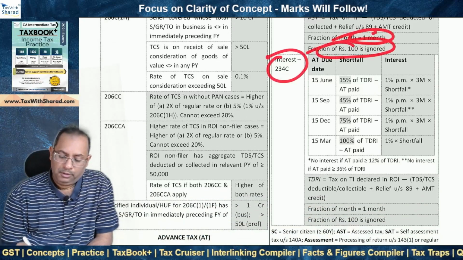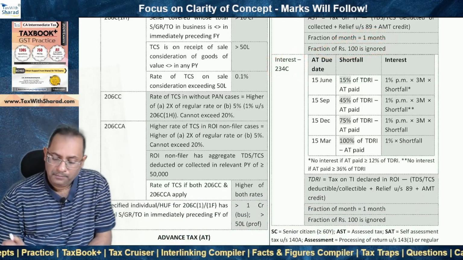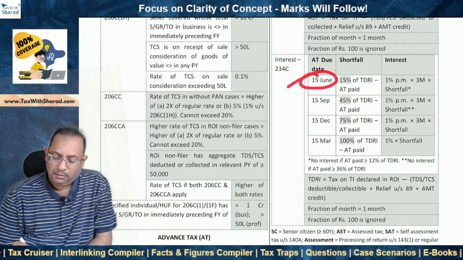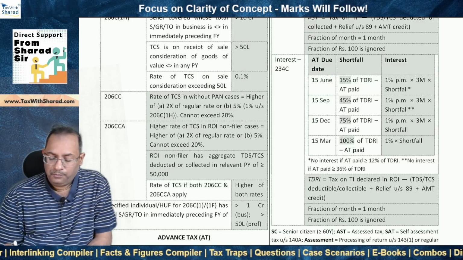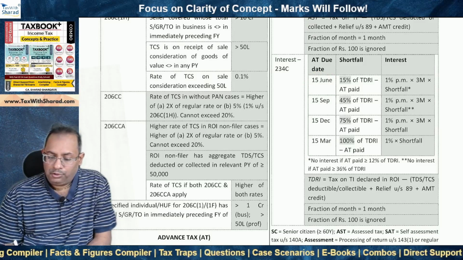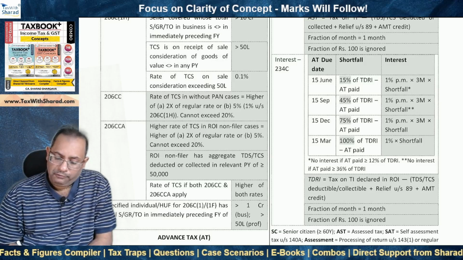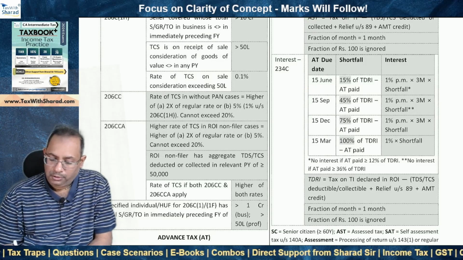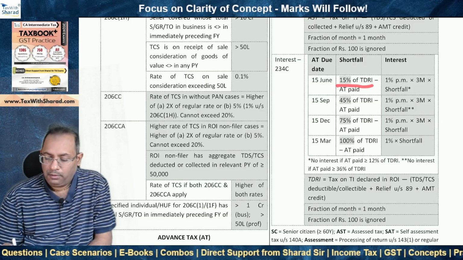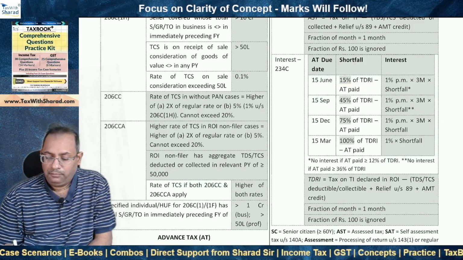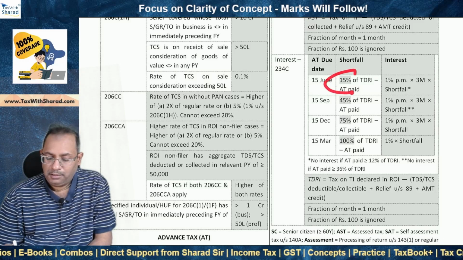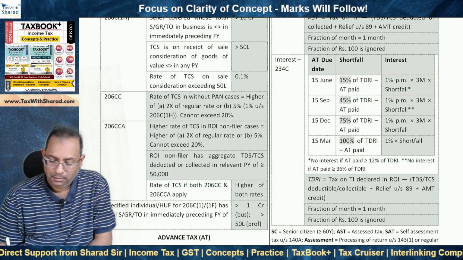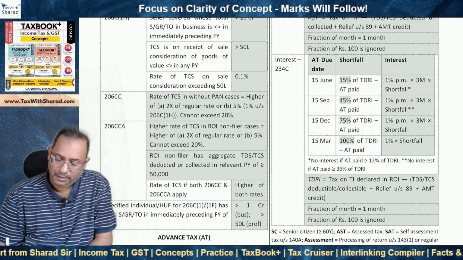Interest under section 234C is leviable for deferment of advance tax, and where the due date of advance tax is 15 June, you need to compute the shortfall and then compute the interest. So if by the due date there is shortfall, and shortfall is what? It is 15% of tax due on return income minus advance tax paid. So this is the shortfall, and the interest is 1% per month into 3 months into shortfall. Okay.